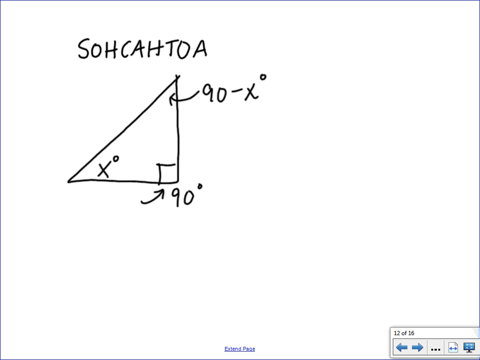And just to elaborate a bit, let's say hypothetically that x was 30. It's not for this question, but let's say it was. Then this angle would be 90 degrees minus 30 degrees, which would yield 60 degrees. So I just wanted to give you some numbers to help conceptualize why that works, but this isn't actually true for this question, so I'm just going to get rid of it.